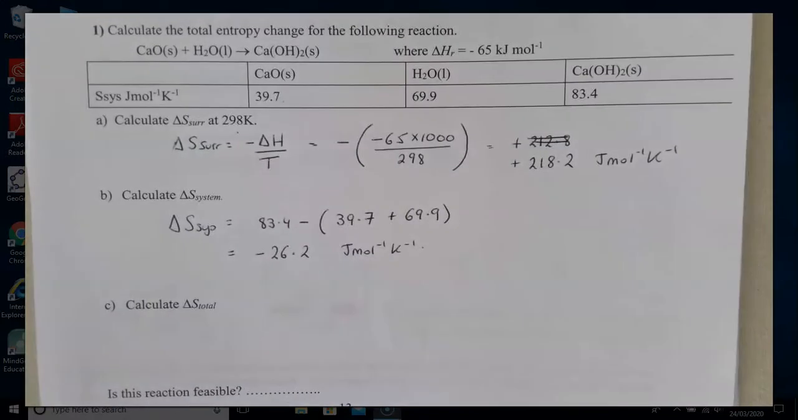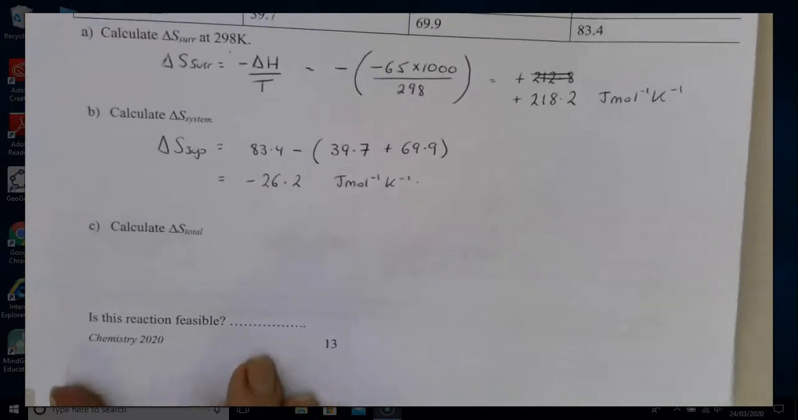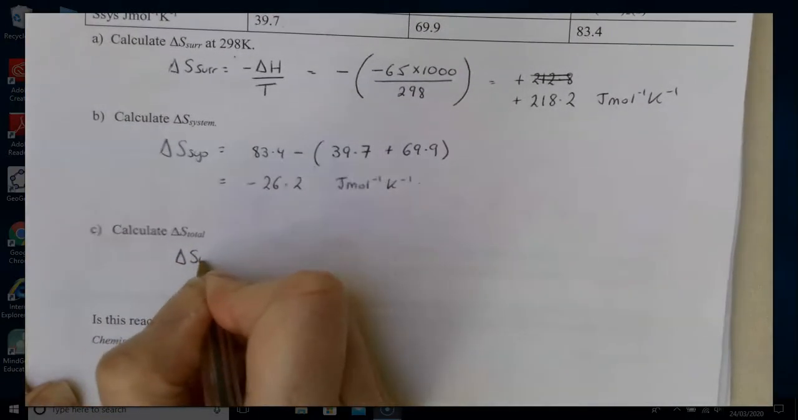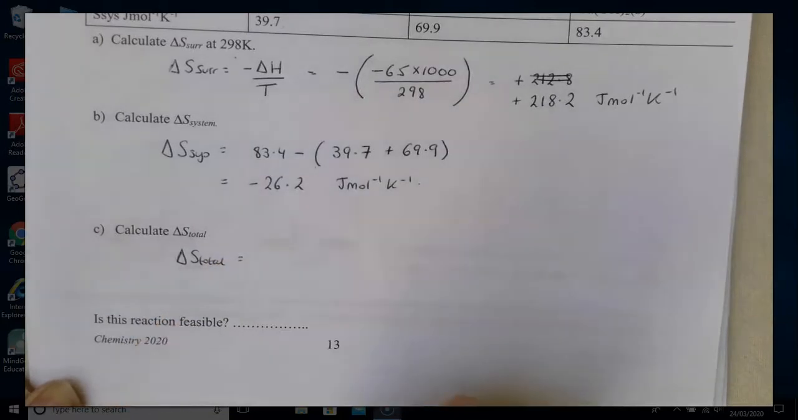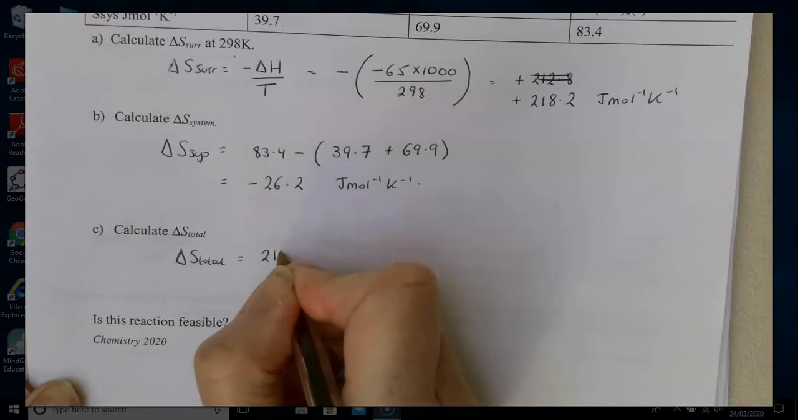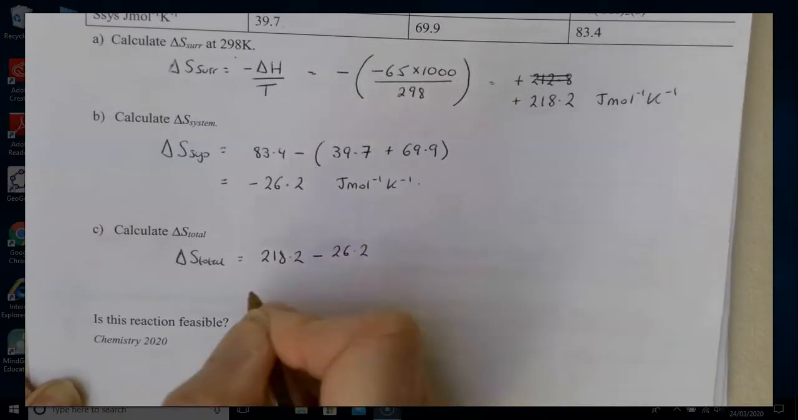Okay, but as I said before, it's not the individual numbers that matter, it's when I combine the two. So we're going to now work out my delta S total. So we're just going to move down the page a little bit. There we go. So delta S total is basically those two numbers added together. So it's 218.2 take away 26.2.